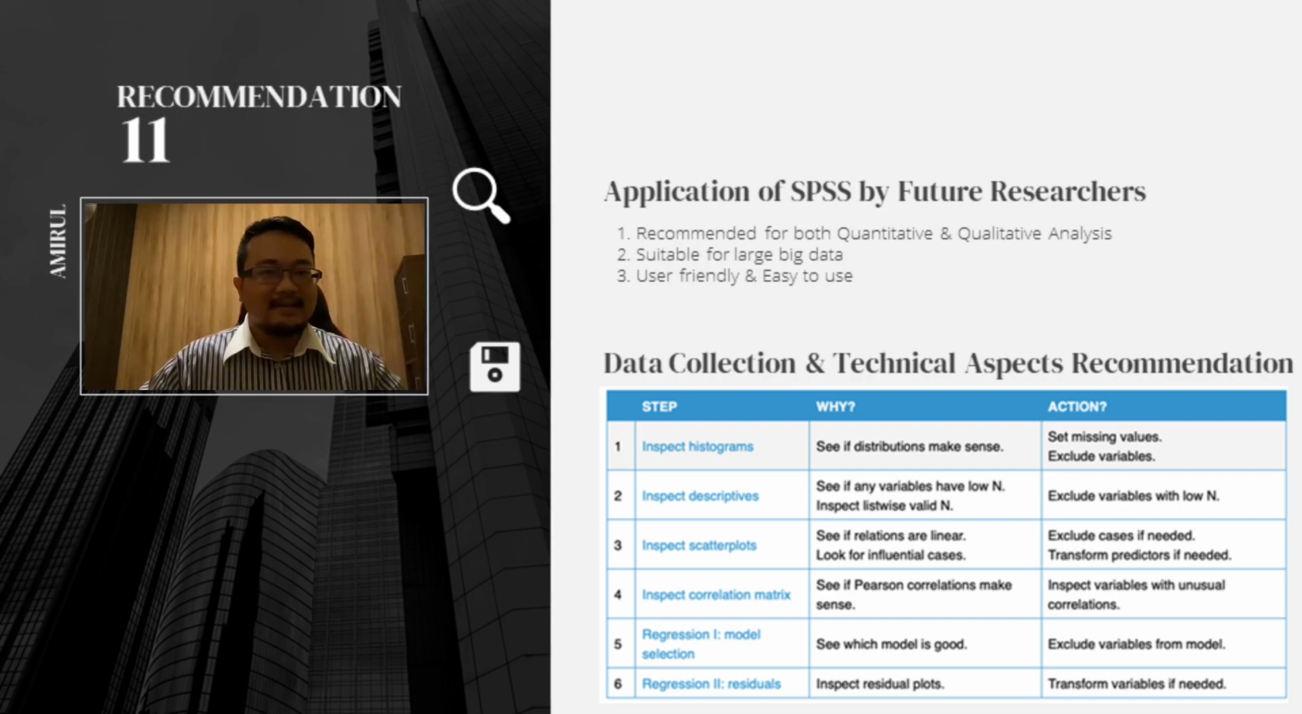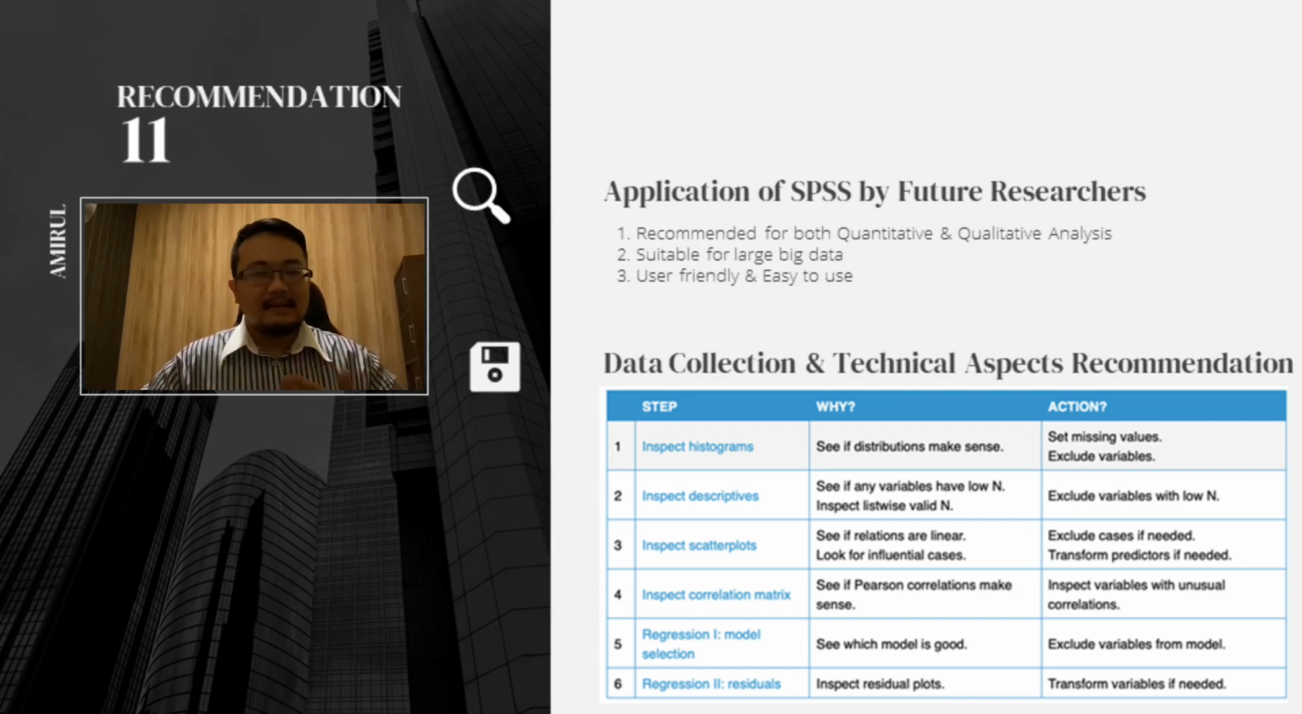Second recommendation, data collection and technical aspects. If variables encompass omitted values, a modest descriptive table is a fast way to inspect the extent of missingness. By default, SPSS uses only cases without missing values on the predictors and the outcome variable. If missing values are scattered over variables, this may result in less data actually being applied for the analysis.